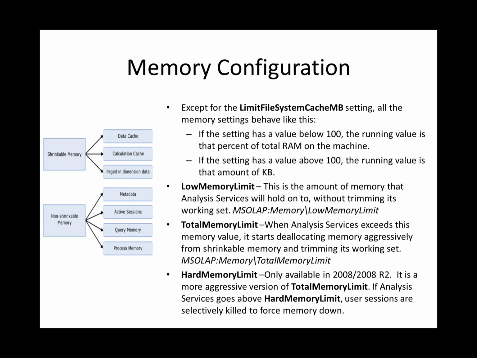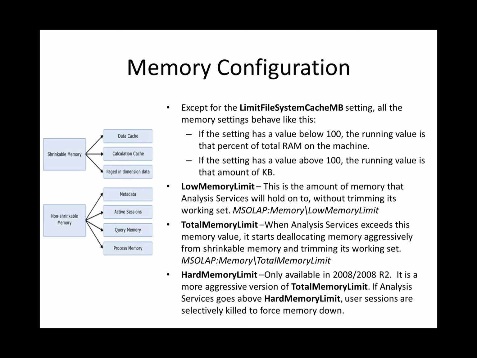And so we have two kinds of memory that get cached. Really, we have shrinkable memory and non-shrinkable memory. And the shrinkable memory is really your data cache, your calculation cache, and your paged in dimension data. That data can be easily moved in and out of cache whenever the system becomes under memory pressure. Non-shrinkable memory is typically only attacked when we're looking around our total memory limit or our hard memory limit.